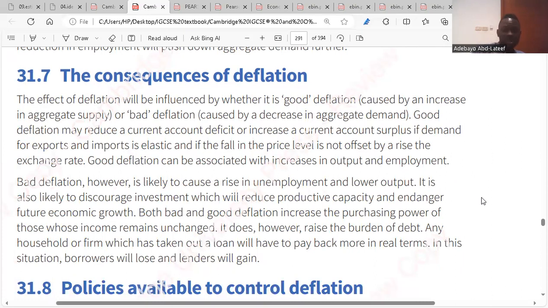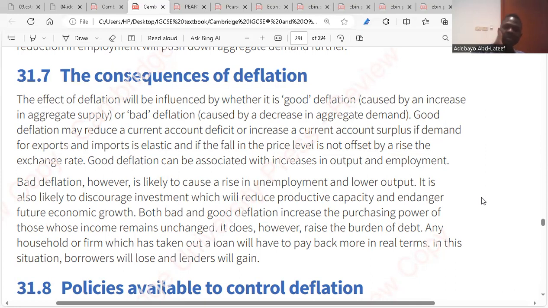The effect of deflation will be influenced by whether it is good deflation caused by an increase in aggregate supply or bad deflation caused by a decrease in aggregate demand. Good deflation may reduce the current account deficit or increase the current account surplus if demand for exports and imports is elastic and the fall in the price level is not offset by a rise in the exchange rate. Good deflation can be associated with an increase in output and employment. Good deflation is good because it is a result of increasing aggregate supply. But if it is as a result of decreasing aggregate demand, it's a problem for the economy.